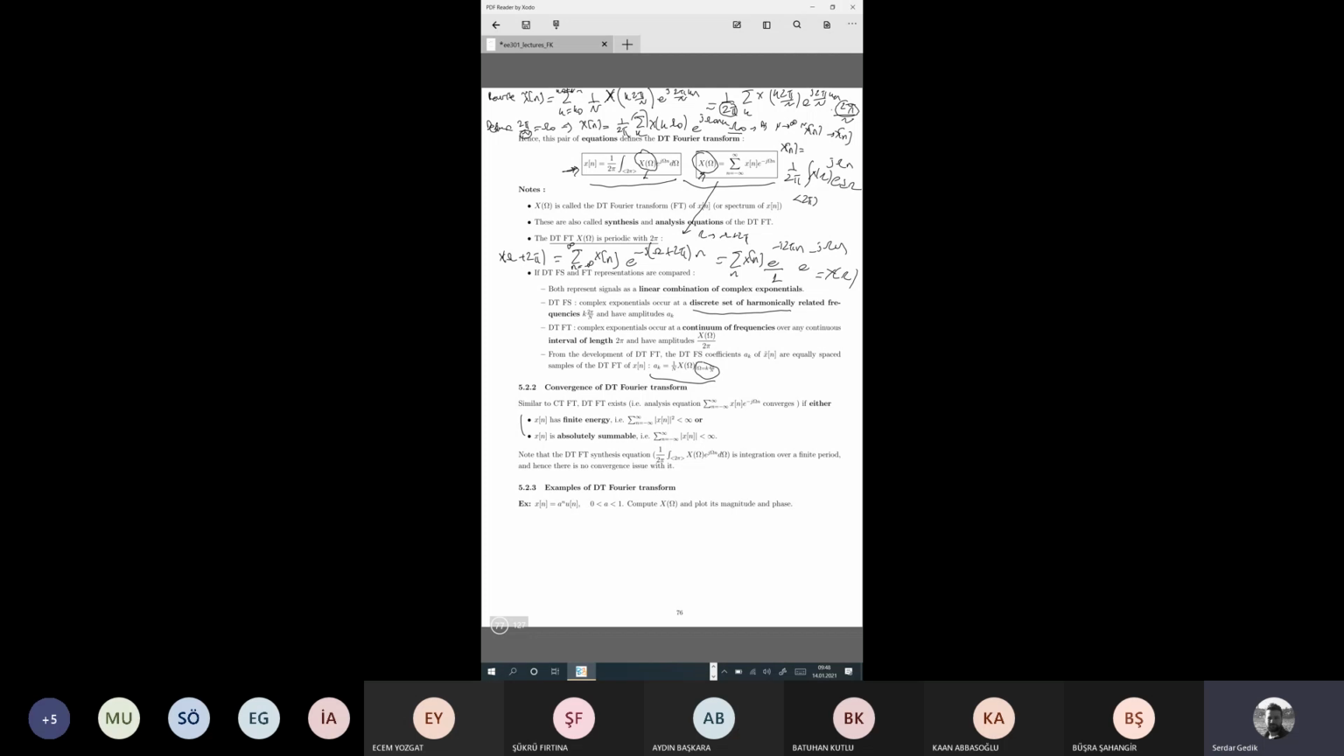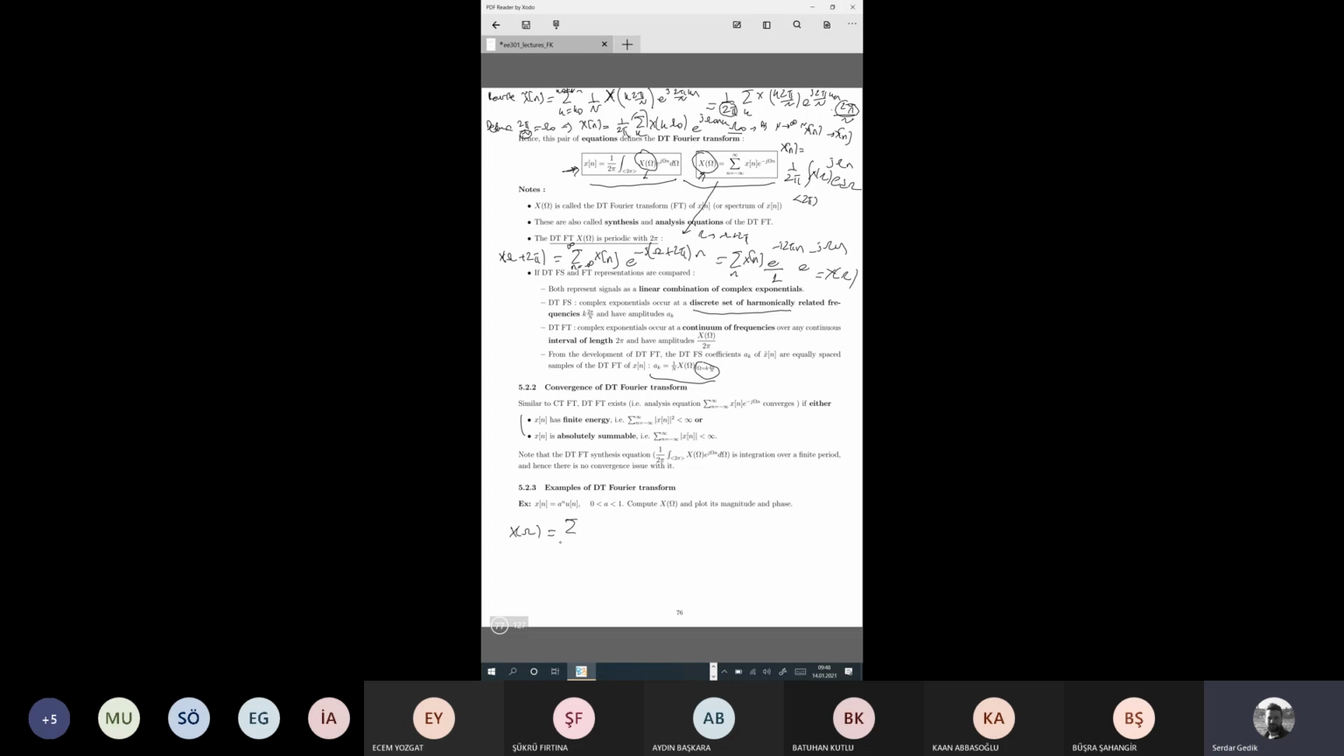So here I have a simple example. x of n is given as a to the power n u of n, where a is in the interval 0 to 1. Compute x of omega and plot its magnitude and phase. So let's write x of omega.